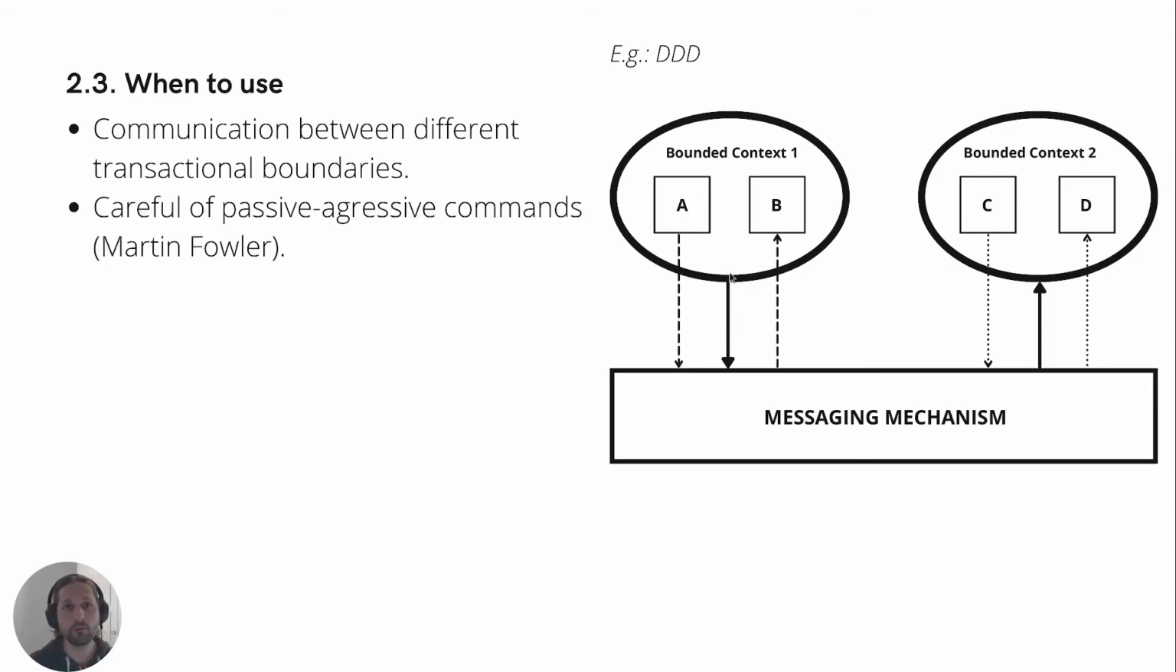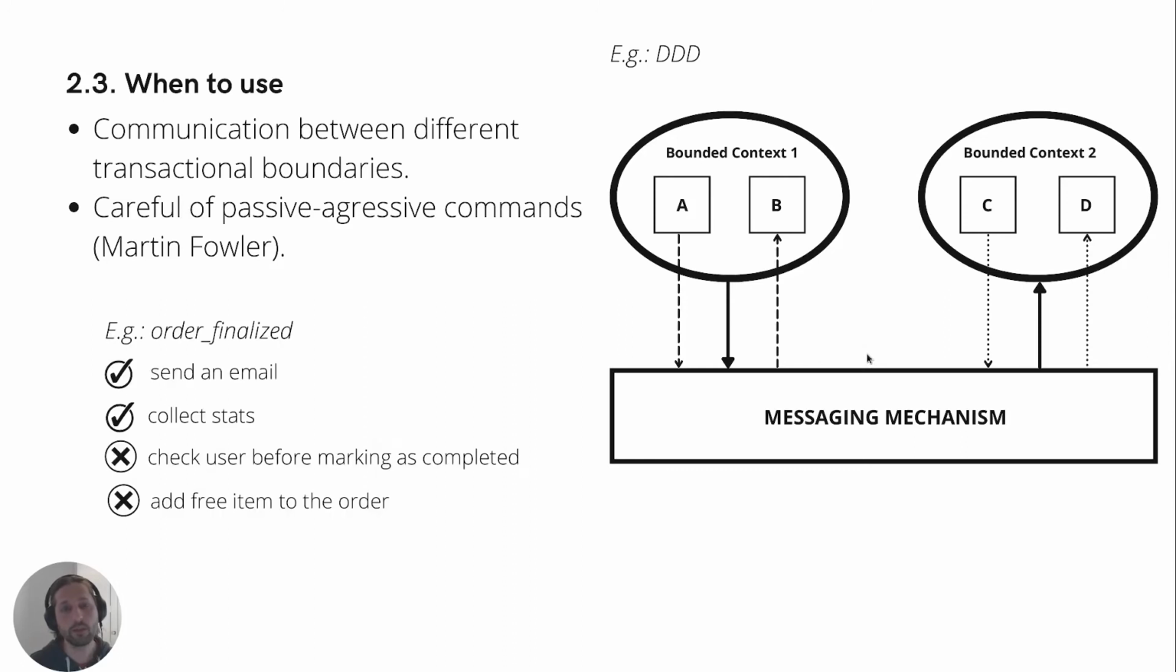Martin Fowler gives super helpful advice about the dangers of what he calls passive-aggressive commands. If an upstream system really wants something to happen, it should tell it directly, instead of insisting through a middleman. For example, sending an email or collecting stats after an order is completed are good candidates for event communication. However, if something needs to be done before marking an order as completed, like checking the user or adding a free item, that should be a one-to-one conversation.